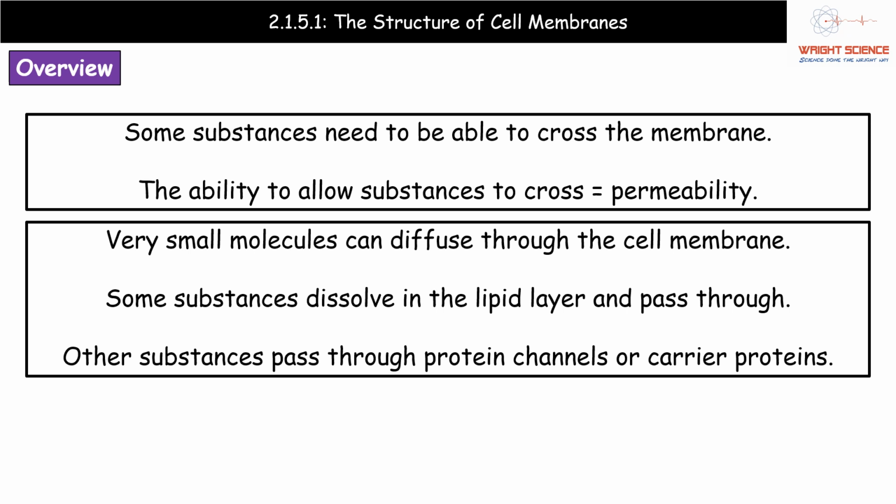If we think about some of those simple molecules that we've talked about over the course of your biology knowledge, then very small ones, like oxygen for example, will just diffuse through the cell membrane. They're small enough to do that, so simple diffusion works absolutely fine. There are some substances that are going to dissolve in the lipid layer and therefore pass through the membrane. And then there are other substances that need a bit of help, let's say. So they need to pass through a type of protein. And these could be channel proteins or carrier proteins.